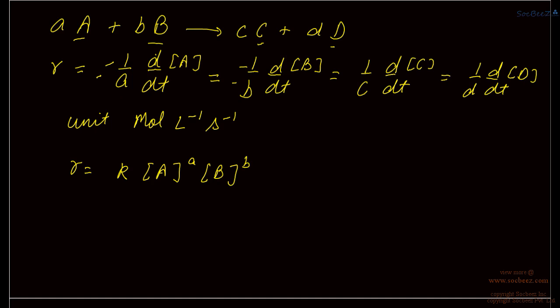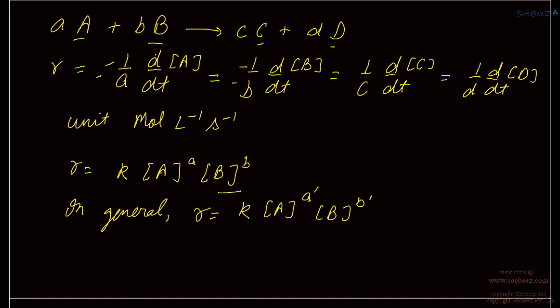But experimentally, it has been observed that this equation is not always applicable. Therefore, in general, rate equals K into concentration of A to the power a dash into concentration of B to the power b dash, where a dash and b dash may or may not be equal to a and b respectively. And also, a dash and b dash can be negative, they can be positive, or they can be zero, or even they can be fractional. So the quantity a dash plus b dash is known as the order of reaction, where a dash is the order of this reaction with respect to species A, and b dash is the order of this reaction with respect to species B.